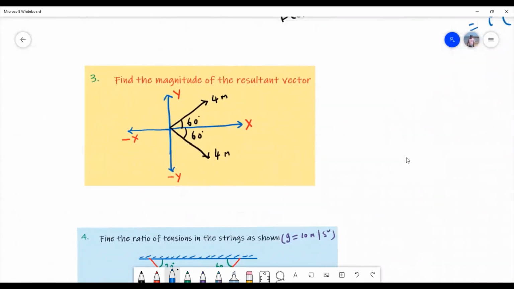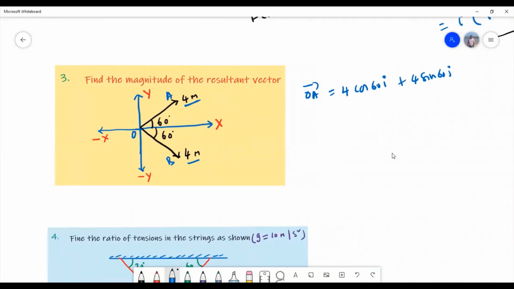In this problem, find the magnitude of the resultant vector. Again we have 4 meters at 60 degrees, again 4 meters at 60. So let us resolve the first vector. This is OA and this is OB. So what is OA bar? At 60 degrees, resolve into components: 4 cos 60 I cap plus 4 sin 60 J cap.